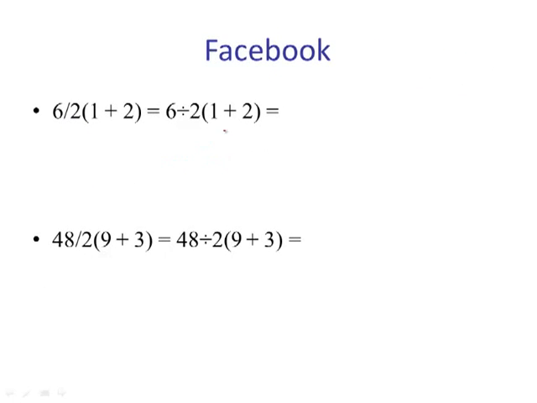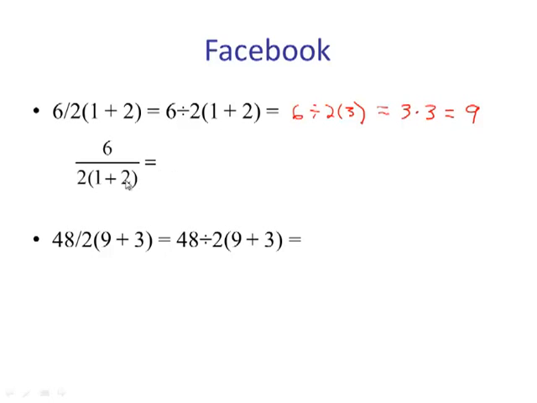To solve this one, our first step is to do parentheses. So 1 plus 2 is 3, so we have 6 divided by 2 times 3. Now the next step would be going from left to right. We want to divide 6 divided by 2, which is 3, and then we want to multiply it by 3, and the end result is 9.